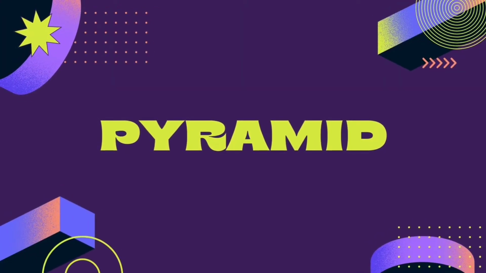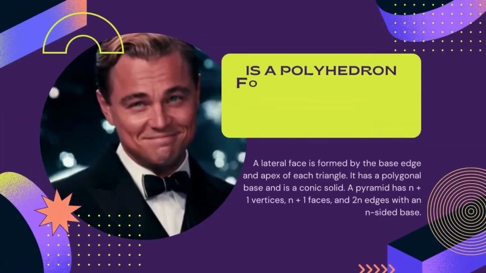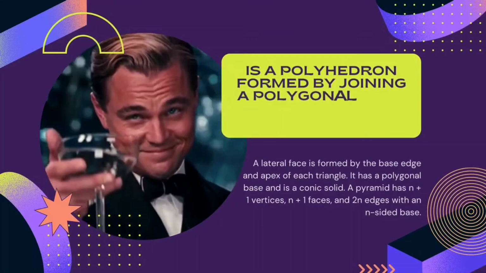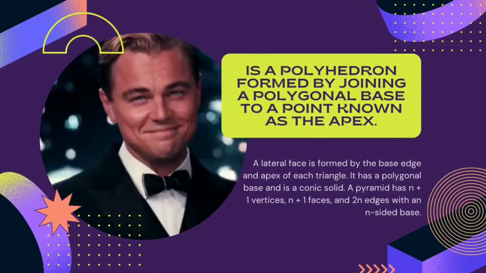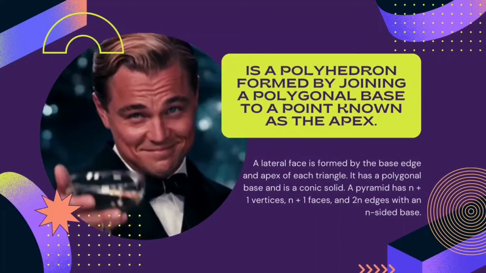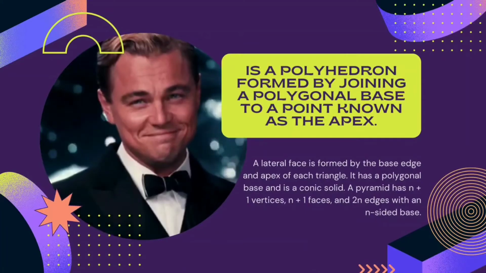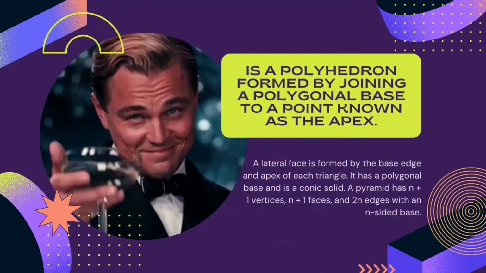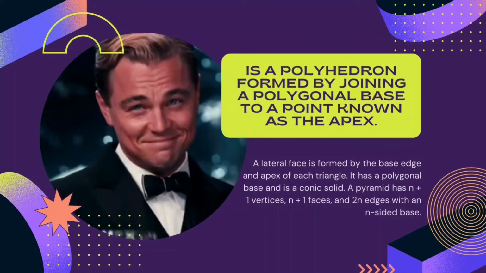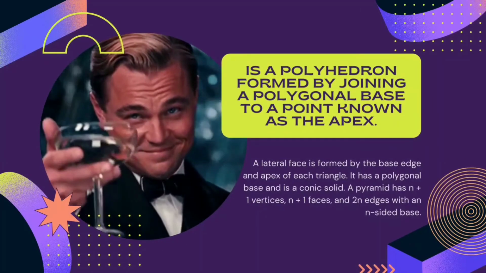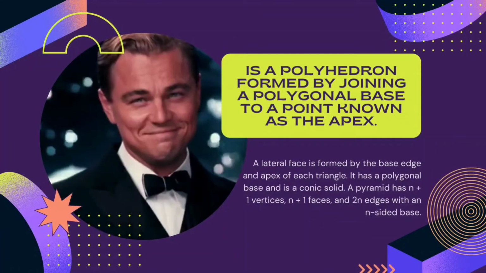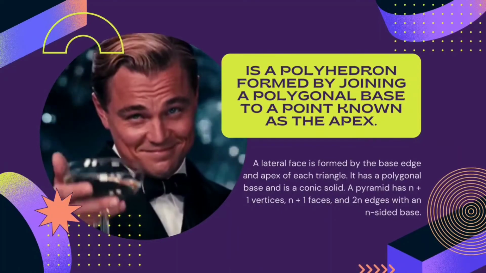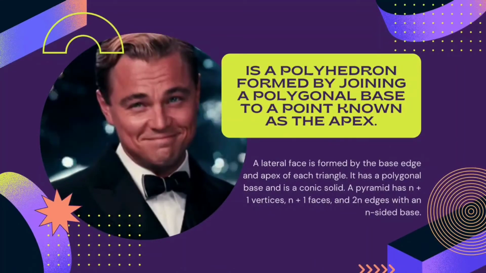Now let's move on to our next lesson. Pyramid is a polyhedron formed by joining a polygonal base to a point known as the apex. A lateral face is formed by the base edge and apex of each triangle. It has a polygonal base and is a conic solid. A pyramid has n plus 1 vertices, n plus 1 faces, and 2n edges with an n-sided base.